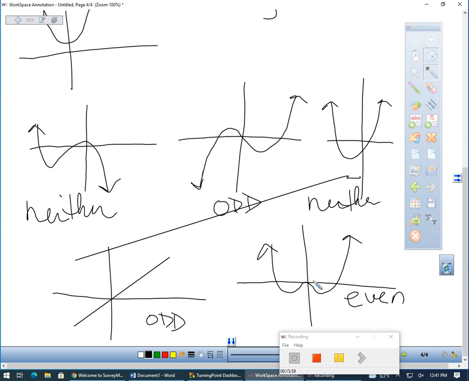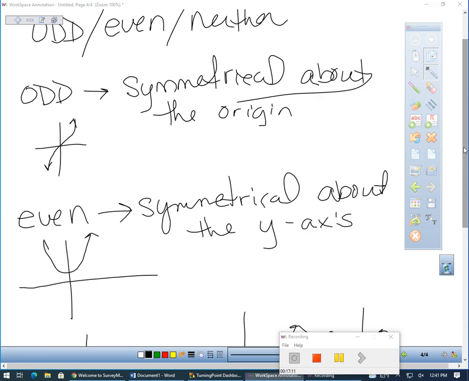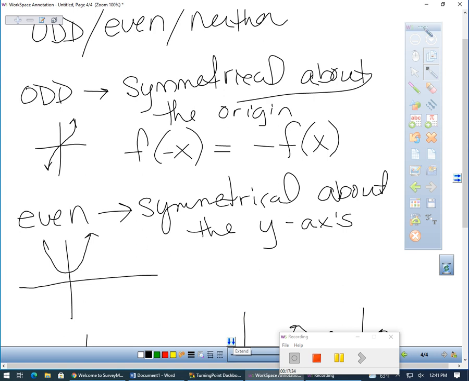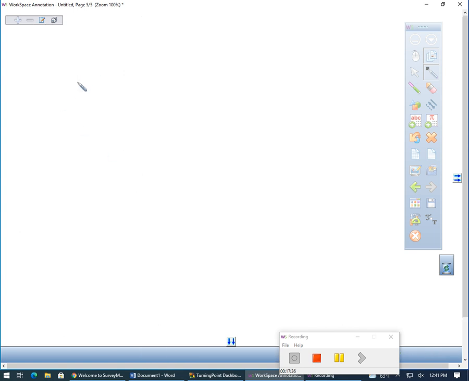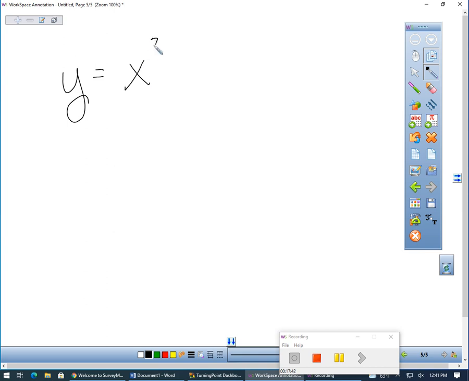Okay, so let's talk about algebraically, though. Got to do one algebraically. Of course we do. So let's go back up here. If a function is odd, if you put negative x in for x, so I'm substituting a negative x in, my whole function turns negative. Okay, so let me do an example of that, and I'll come back to even in a minute. So here's an example. If I have, let's say, y equals x to the third plus x.